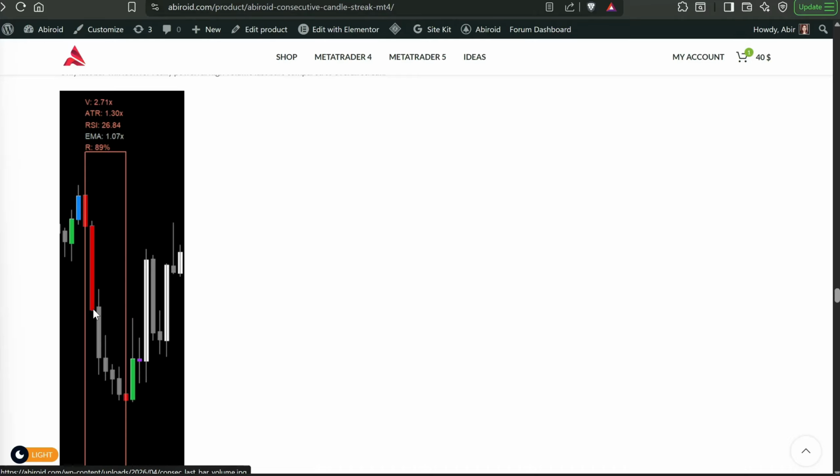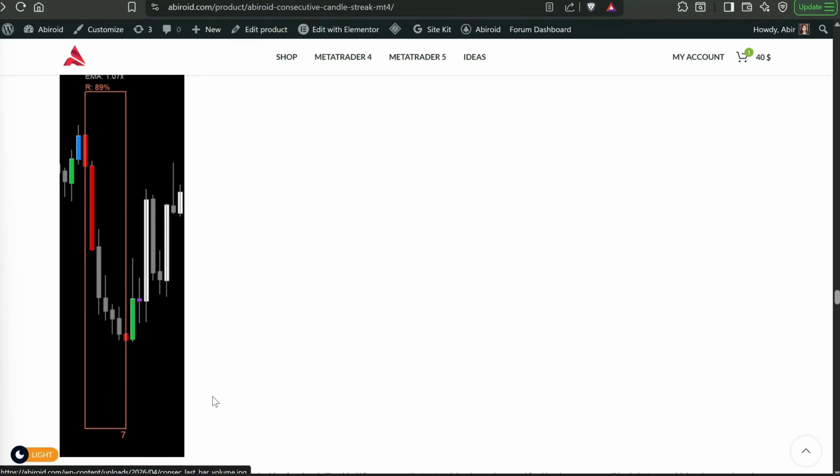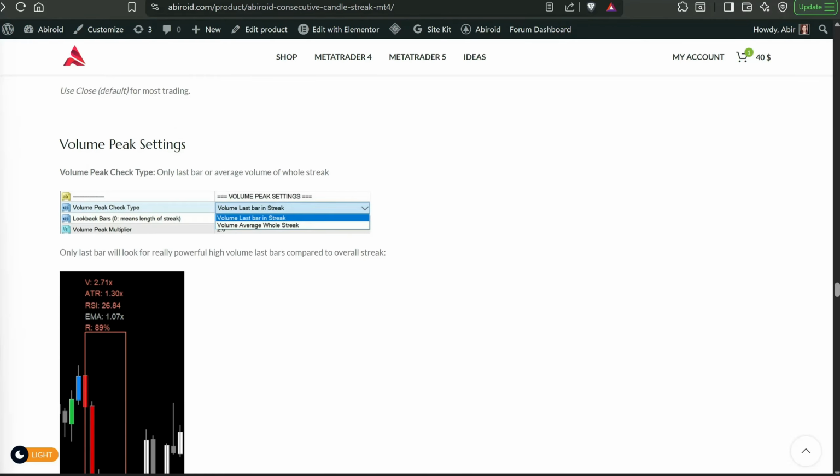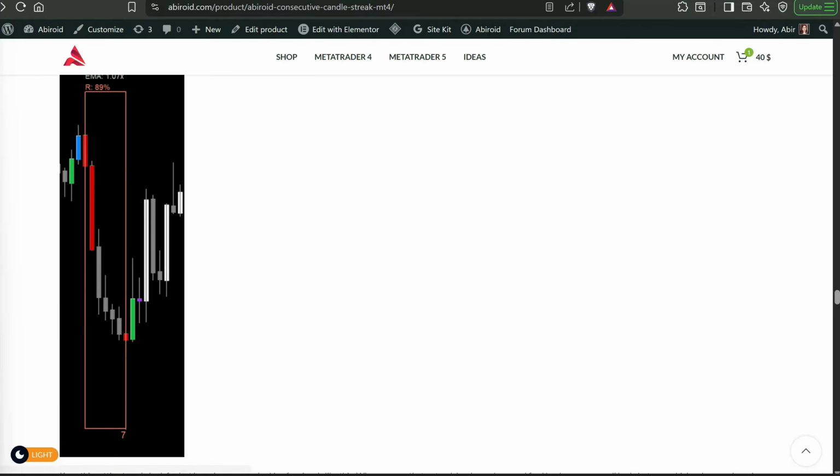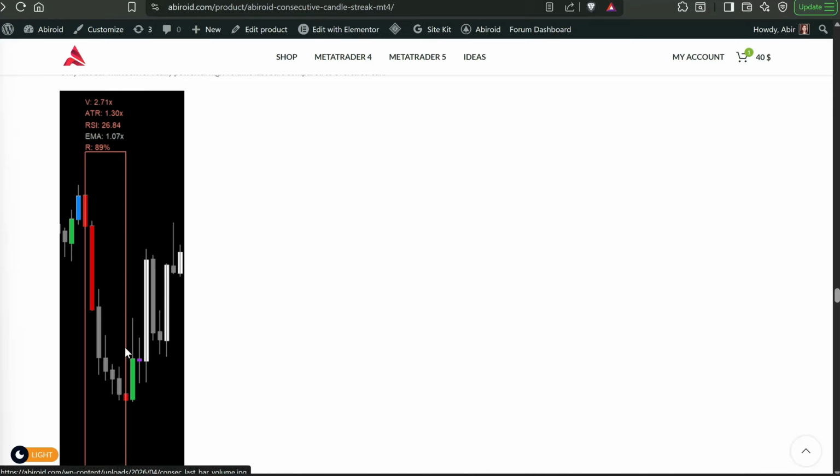In that case, it means that there is quite a lot of push and pull between buyers and sellers, and neither of them is winning. If you see a signal like that, that means that the price has become exhausted, so the chances of reversal are that much greater. So only use this check, the volume of last bar in streak, when you are looking for signals like this, where a lot of bars are there in the streak, but the very last bar has a small body and yet a really large volume. That is a very powerful signal for reversal.